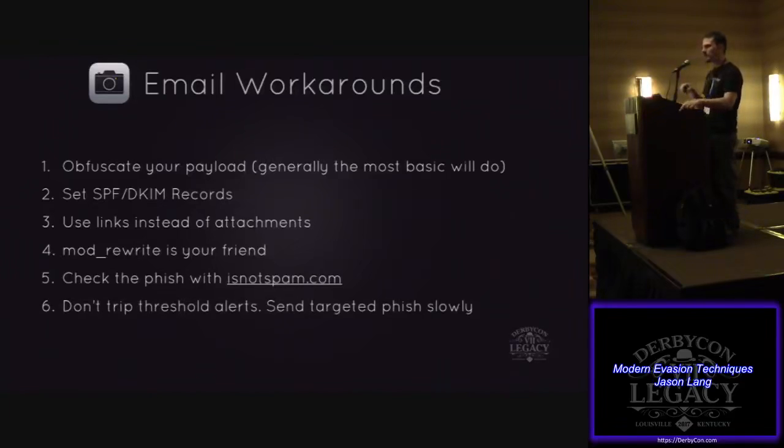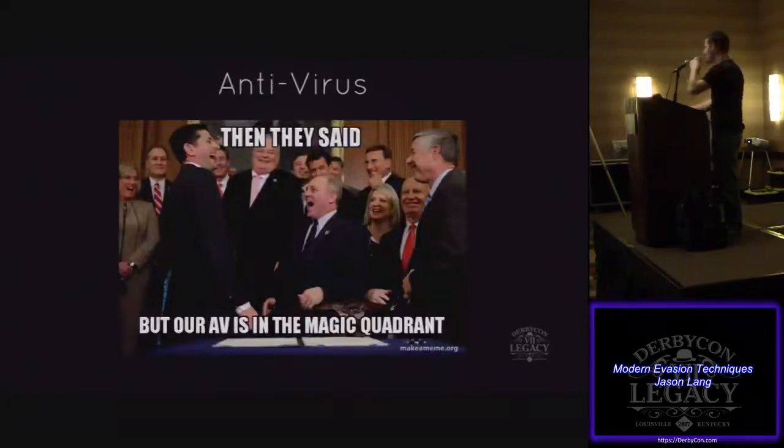And then last but not least, don't trip threshold alerts. Proofpoint is particularly sensitive to this. So if you just, you know, pull up Kingfisher or Phishing Frenzy and load up 1,000 emails and hit go, it's going to just blast it, and Proofpoint's going to catch the first 10 and then shut you down. So pay attention to your thresholding. Maybe slow down and just back off a little bit, and your emails will get through. All right, so let's talk about antivirus.